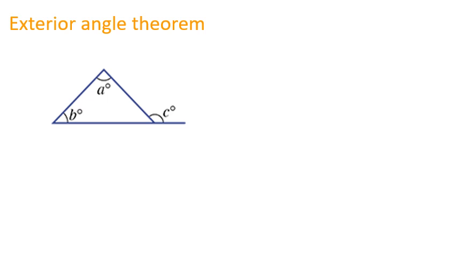The exterior angle theorem states that the exterior angle, so that's the outside angle, so this one here is our exterior angle, is equal to the sum of the two opposite interior angles. So basically what it means is C, our exterior angle, equals A plus B.